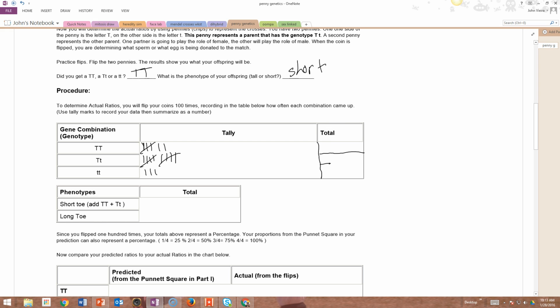They actually had 100 children here. And 27 of the individuals were 2 heads, so they were homozygous dominant, big T, big T. They got heterozygotes 55 times, and then 18 times they flipped it and got 2 tails. And so the phenotypes, well, how many were short-toed? If you add these 2 together, you get 82. 82 out of 100, that's 82%. On the long toe, they got 18 out of 100 children. That's 18%.